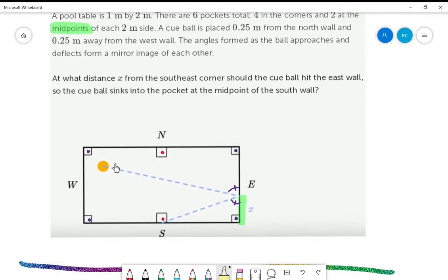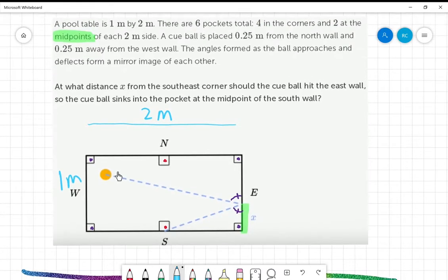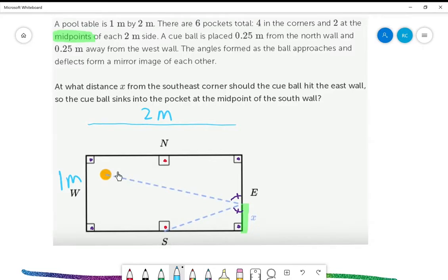Okay? And let's go ahead and label this pool table. So we know that this length is 1 meter. We know that this total length is 2 meters, or width, I suppose we could call it. But we also know that each of these halves is 1 meter because, again, those pockets here are the midpoints of the sides. Okay?